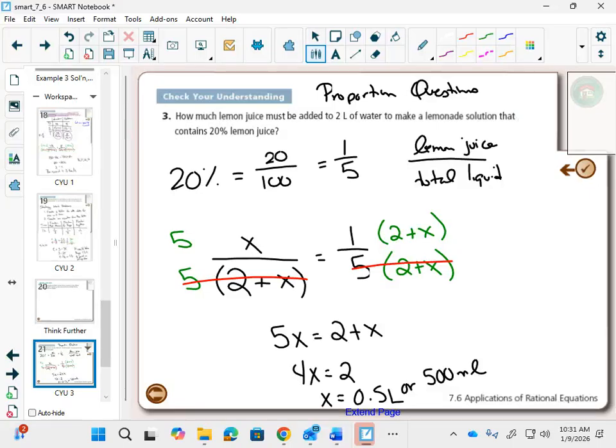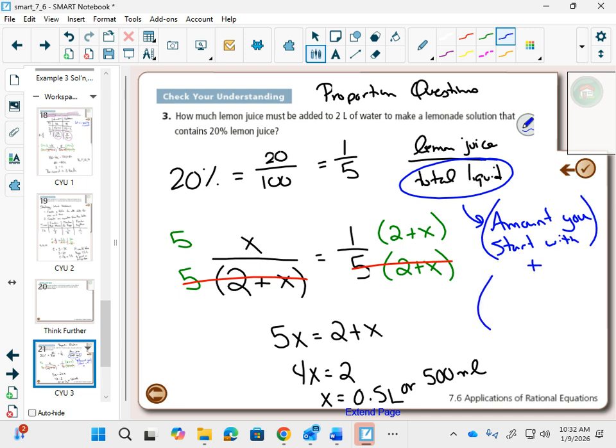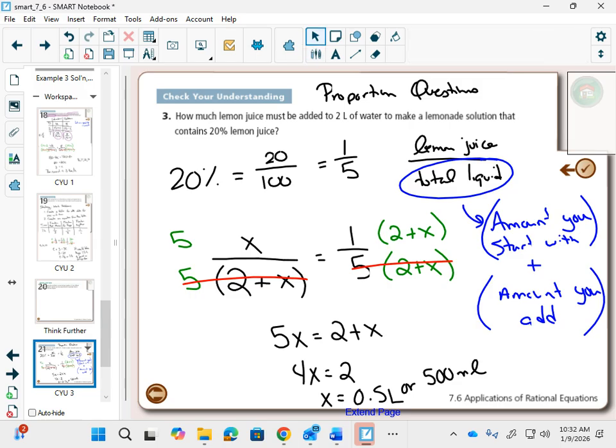So the trick in this one is that the total is always... that's what you have to remember, that if a percentage is the amount over a total, your total will always be the amount you started with plus whatever you add.